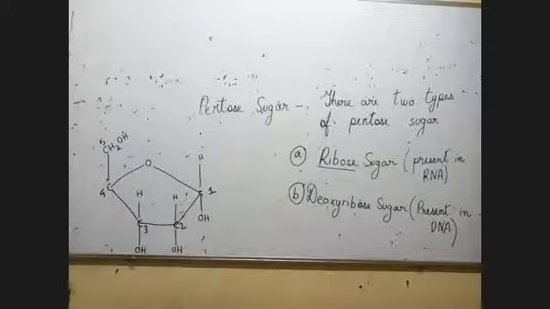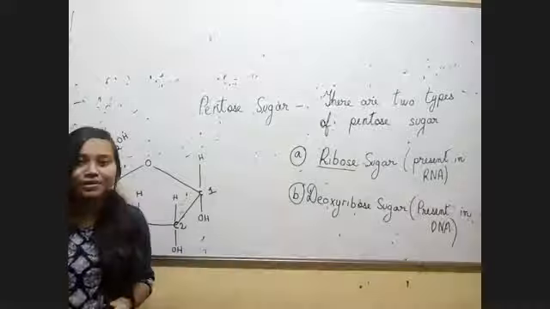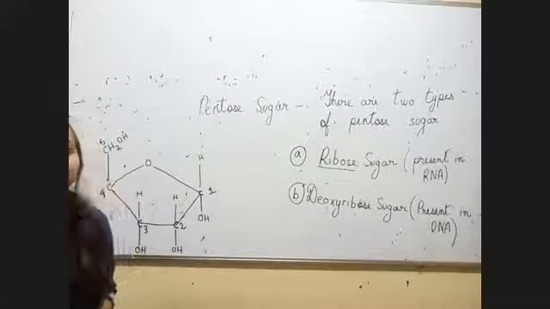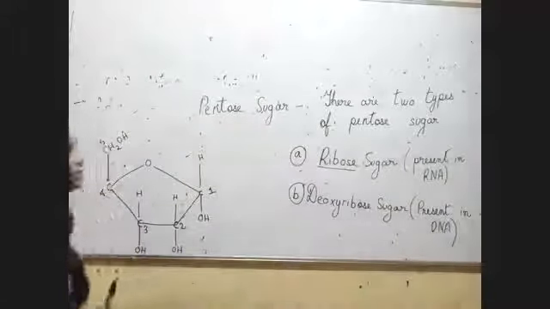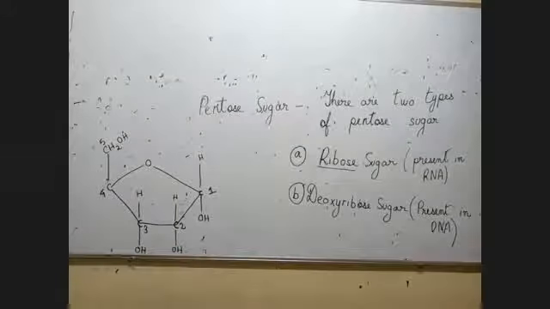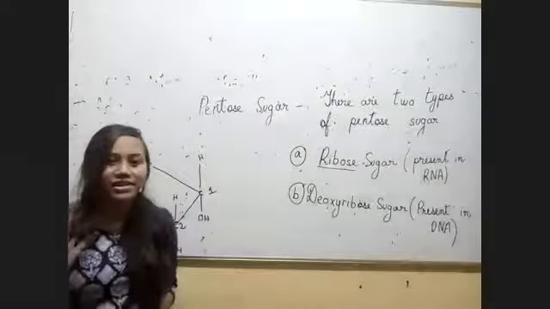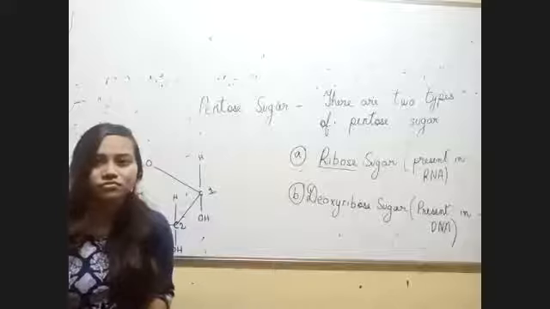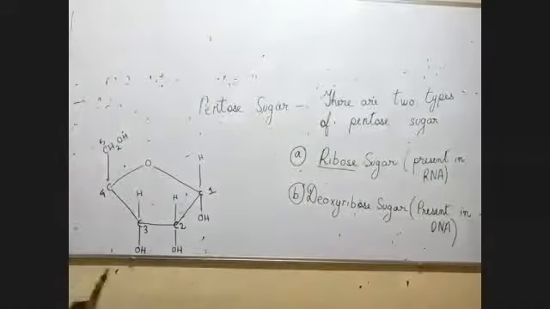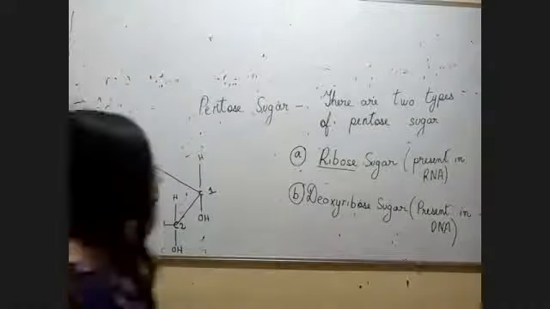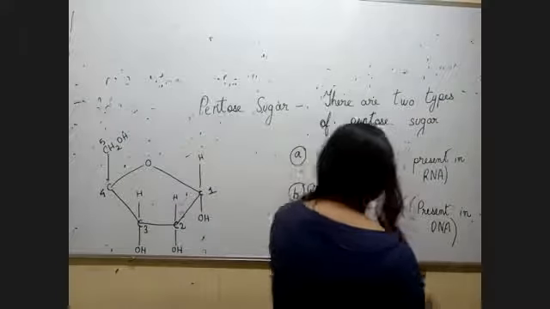So, pentose sugar is a type of monosaccharide, which is made up of 5 carbon. 5 carbon makes 1 sugar. 1 sugar means monosaccharide. Clear everyone? Is the polysaccharide answer clear? Yes, ma'am. Okay. So see, ribose sugar is present in RNA, deoxyribose sugar is present in DNA.